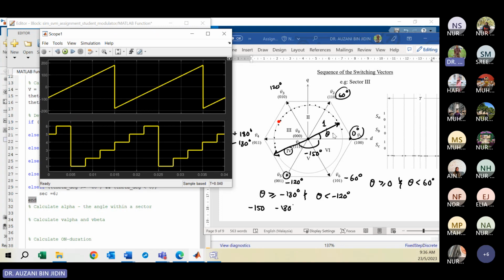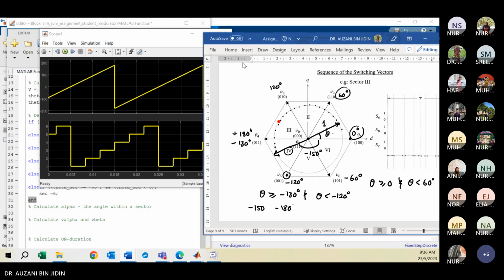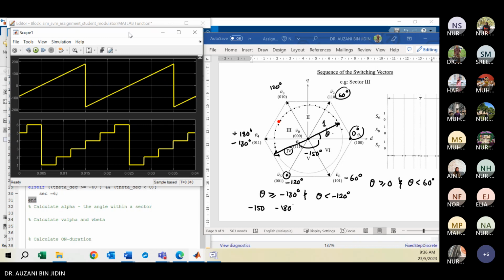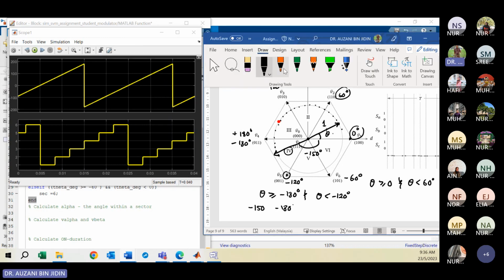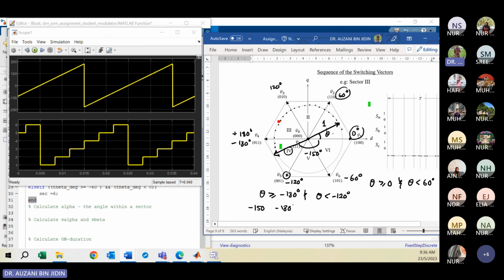So when your reference vector is located at this point, it means the angle is between minus 180 and minus 120. Right? So when you check, your angle varies between minus 180 and minus 120, so this will be the sector here.